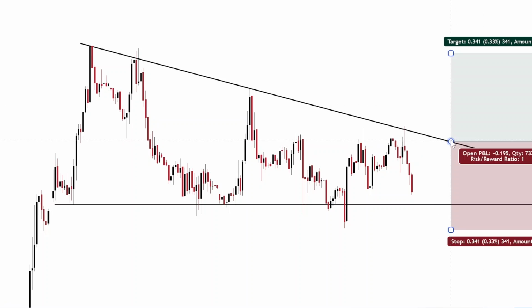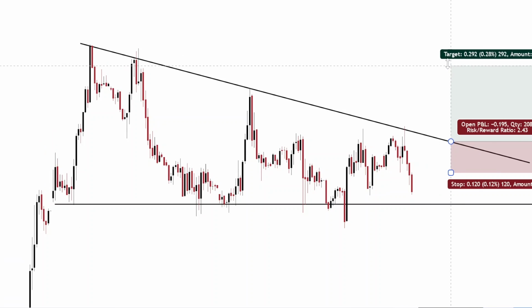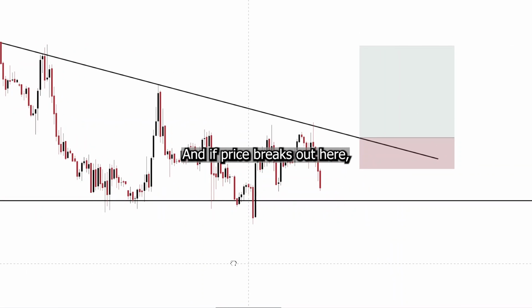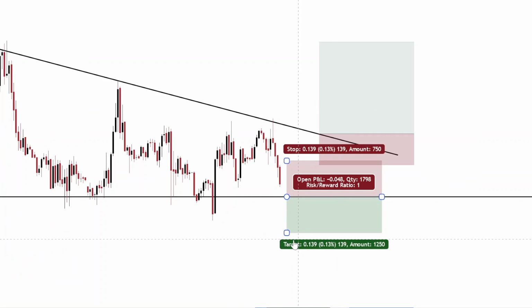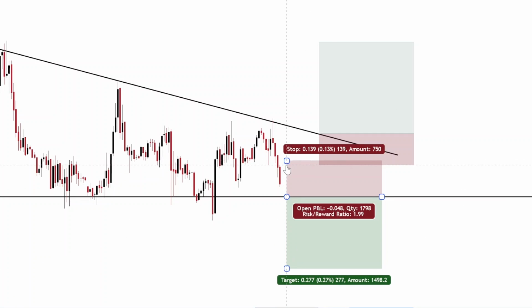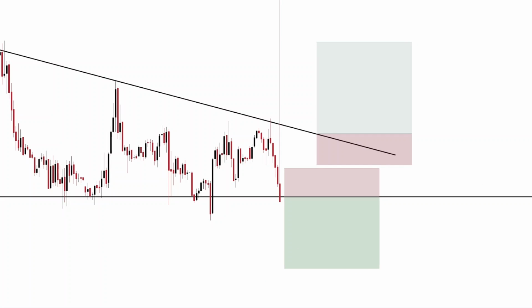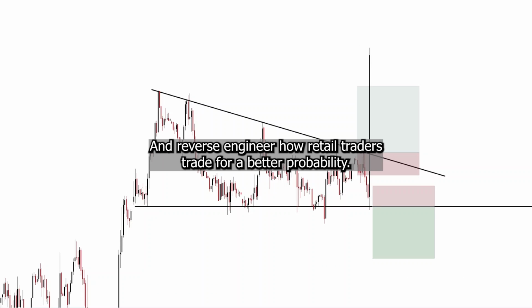So if price breaks out here, they would take a long position here. And if price breaks out here, they would take a short position right here. So how can we use this information and reverse engineer how retail traders trade for a better probability?